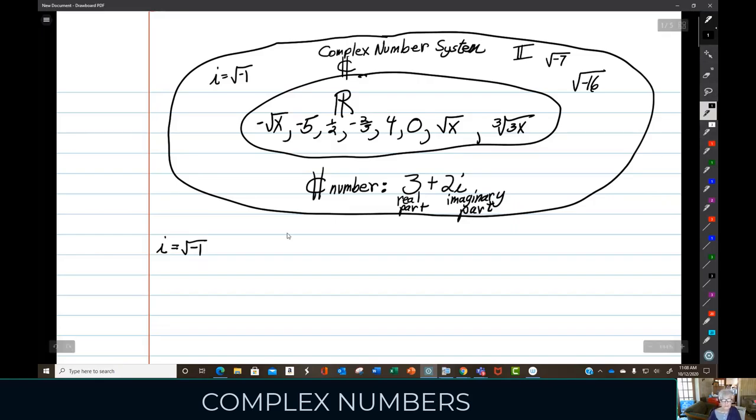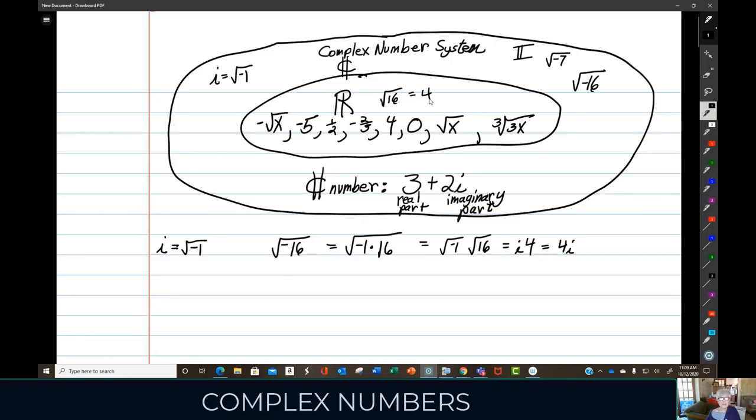Okay, let's look at the square root of negative 16. We're not going to leave the number in that condition. Instead, we're going to say, well, the square root of negative 16 is the square root of negative 1 times positive 16, which is the square root of negative 1 times the square root of 16. Well, the square root of negative 1 is called i, and the square root of 16 is 4. So we call this number 4i. The square root of negative 16 is 4i, just like the square root of positive 16 in the real number system is just 4.